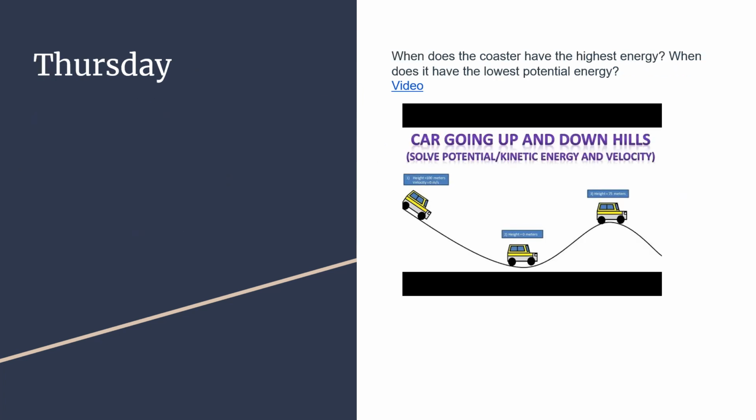There's a little video here you can watch in the presentation, and I suggest that you do. But when does a coaster have the highest energy? When does it have the lowest potential energy? So lowest potential energy is going to be when it's at the lowest elevation, because remember that height is part of that. Okay, the highest energy, that one's a little complicated, but the truth is it's going to be right here at the very beginning. It has the highest potential energy.